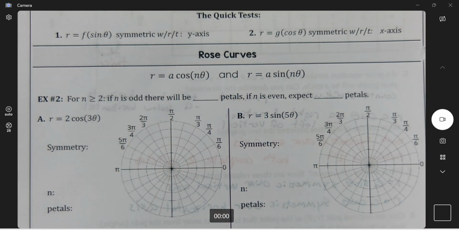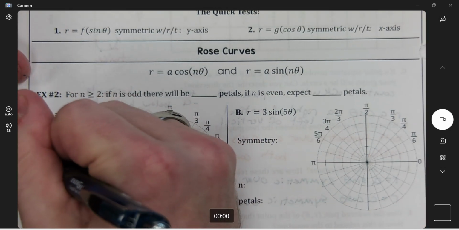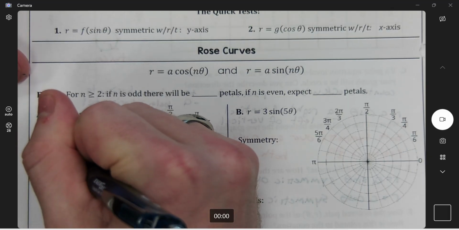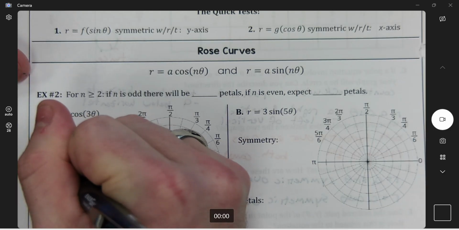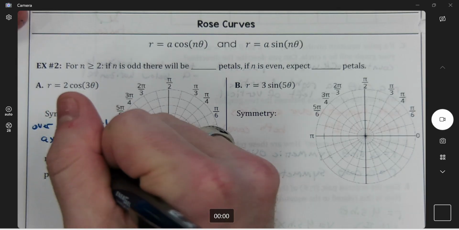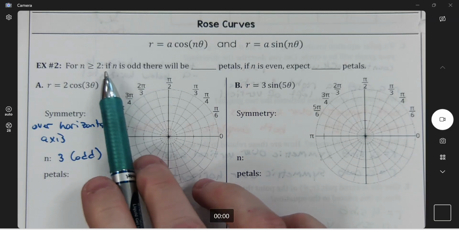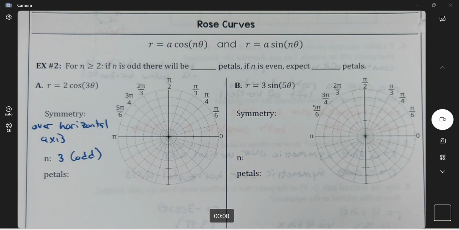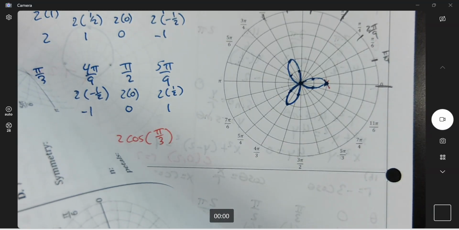Okay, so symmetry, what graph was this? Blue? Yeah, it was blue. So symmetry, we said over horizontal axis, and that makes sense because it's a cosine graph. Now n for this one was 3, which is an odd number. Clearly something's going on with even and odd. I count 3 flower petals.